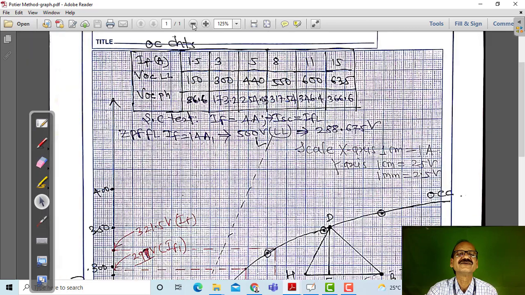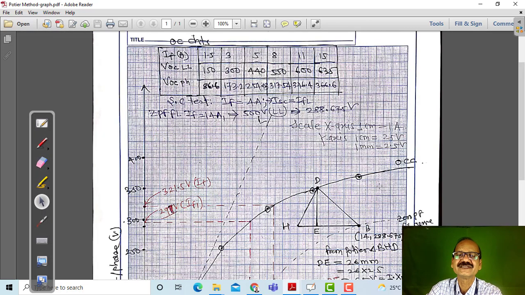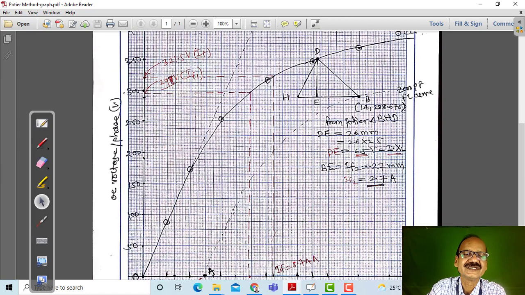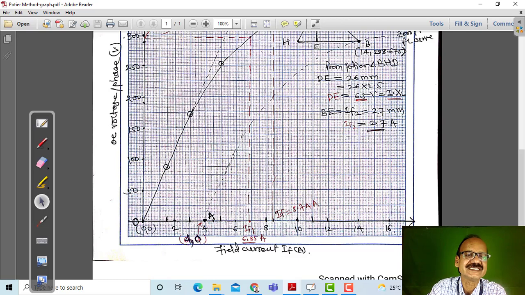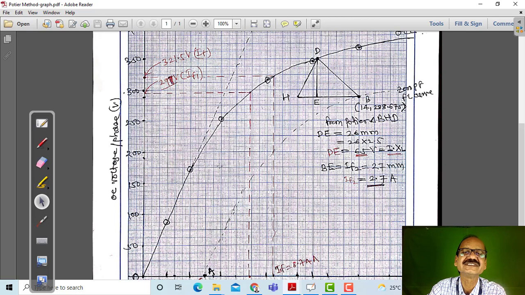So 1 mm equal to 2.5 volt. Okay, so let us plot the OCC, and the OCC is as shown. OCC has been drawn as shown in this. See, this is the OCC. Initially the OCC is a straight line, and later on because of magnetic saturation it becomes a curve. Now draw the tangent line, that is OL shown by the dotted line, tangent to the OCC.